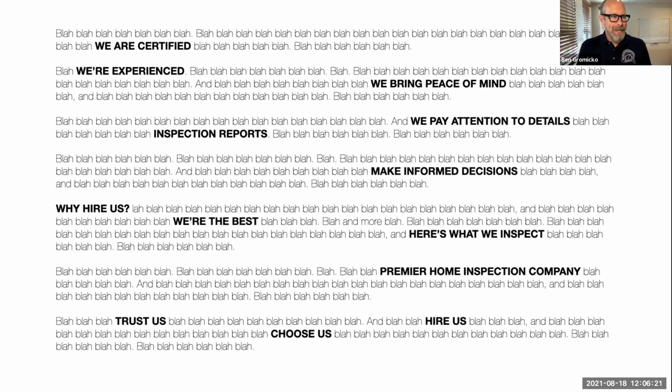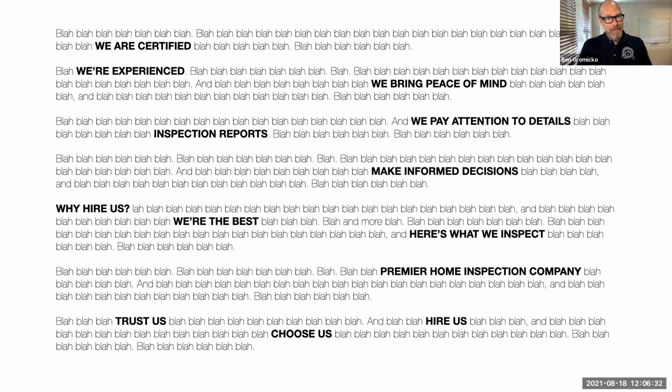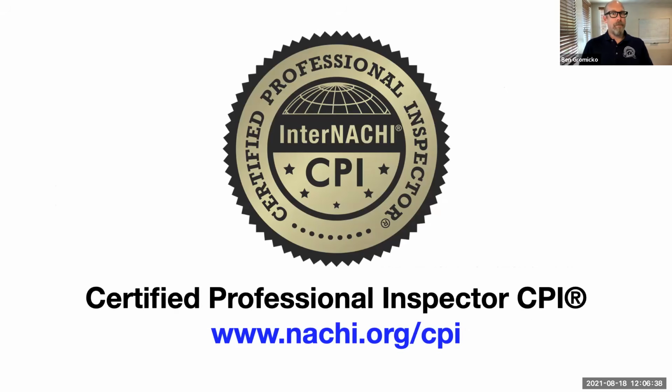then the only thing that's different is going to be price. And you don't want to compete on price. Because when you compete on price, the lowest price wins. And that means every inspector loses. So take a look. Don't have a lot of blah, blah, blah. That's not the point of your website.